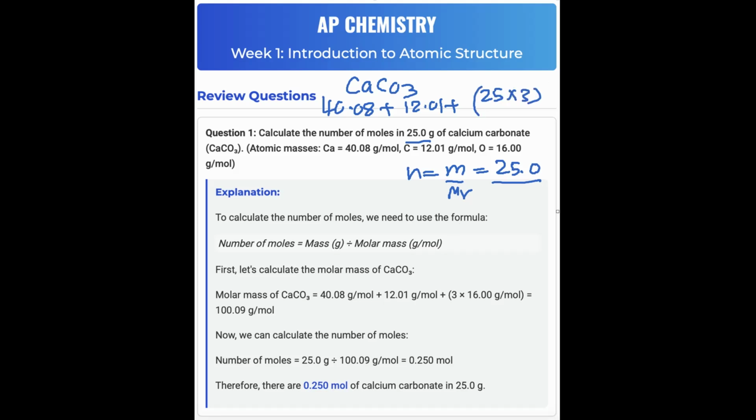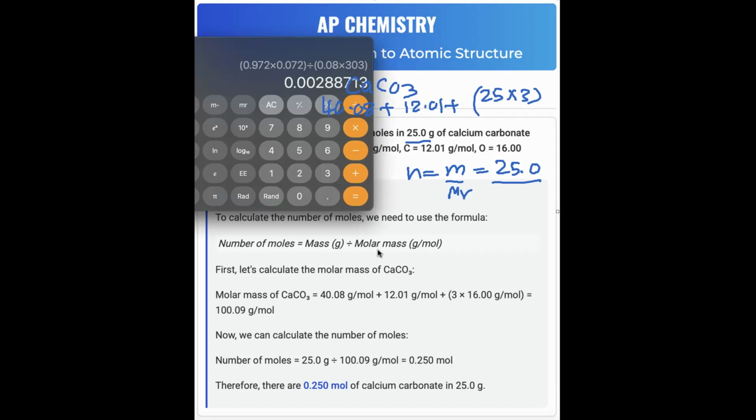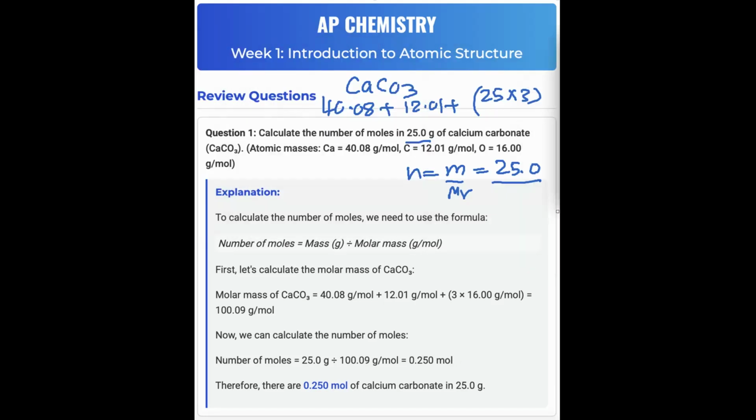Let me do the calculations here. 16 multiplied by 3, that's for the oxygen, and carbon is 12.01, and 40.08 is the calcium. So the total is 100.09.